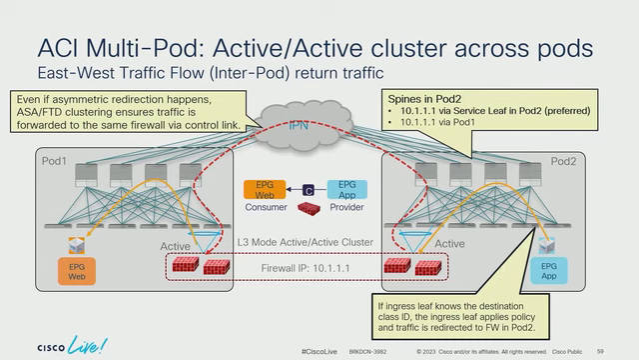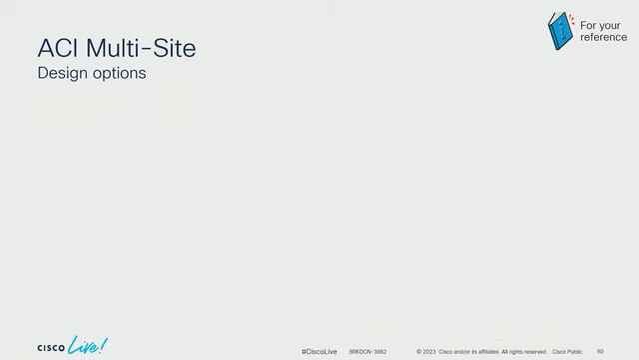So in summary, thanks to the active-active cluster across pods, we can localize traffic as much as possible, and we have high availability. And even if we have asymmetric traffic, this should work thanks to one logical device across pods. So that's multi-pod. So the last example is multi-site.